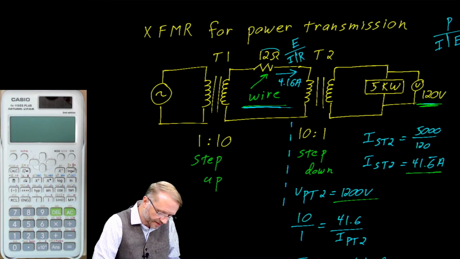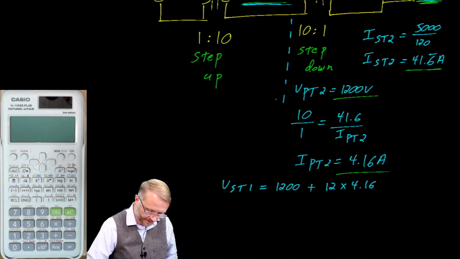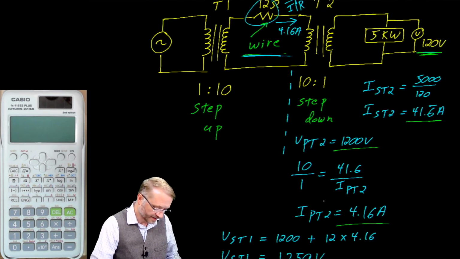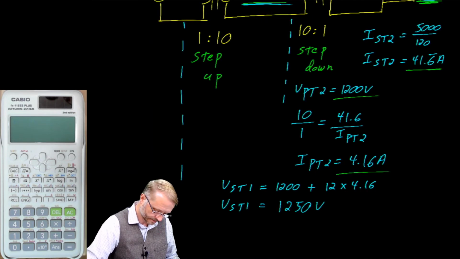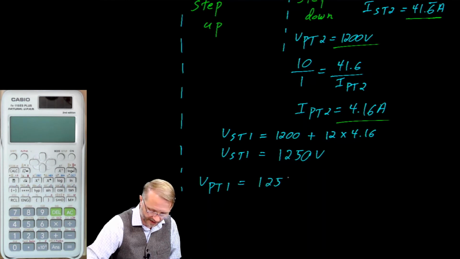So we can calculate the voltage drop across that resistor as current times resistance, and then we add it to the 1200 volts. Stated another way, we're just doing Kirchhoff's voltage law in there. So the voltage on the secondary of T1 is equal to 1250 volts. And finally, we're at our source. And we can say the voltage on the primary of T1 is equal to 125 volts.